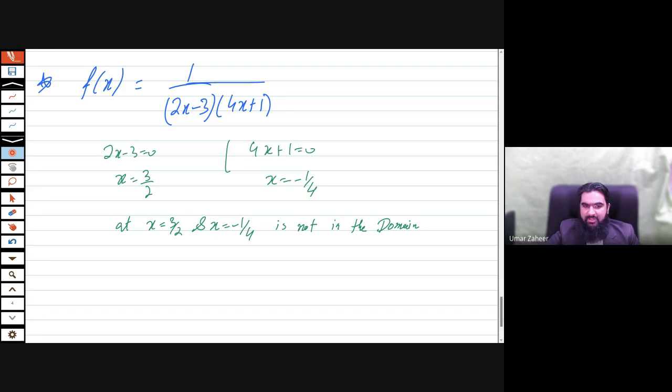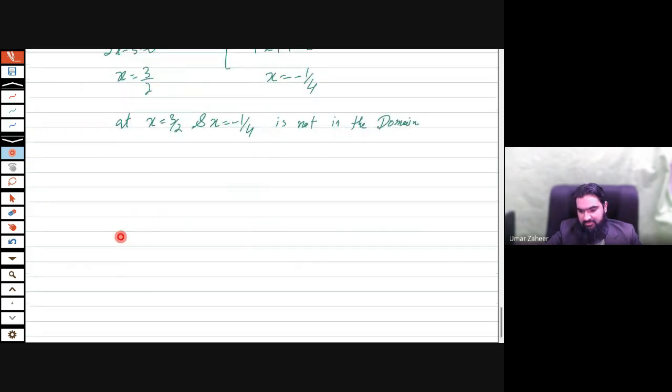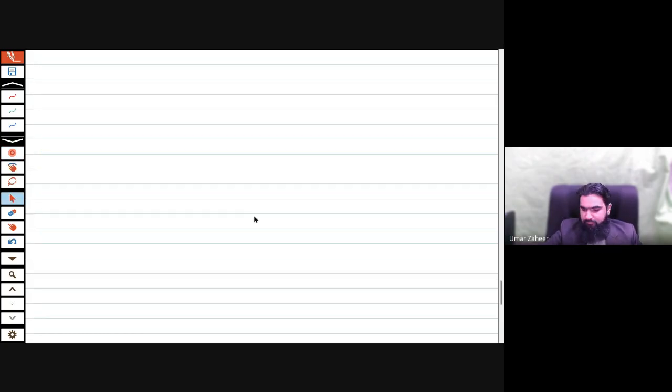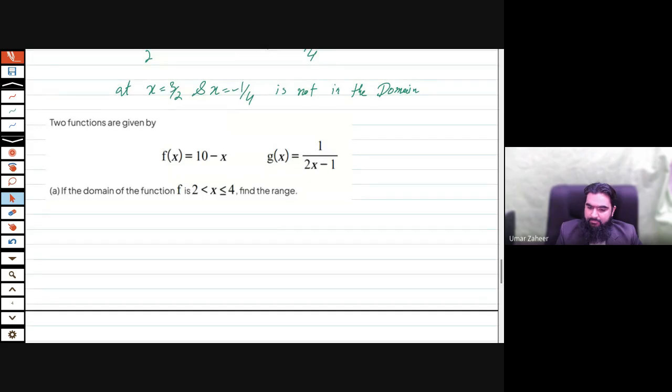In the same way, you have to look for the output of the function. That is the range of the function. We have taken an example. Now look at here. Two functions are given. f of x is equal to 10 minus x and g of x is equal to 1 divided by 2x minus 1. The domain of the function is given. You need to find the range.